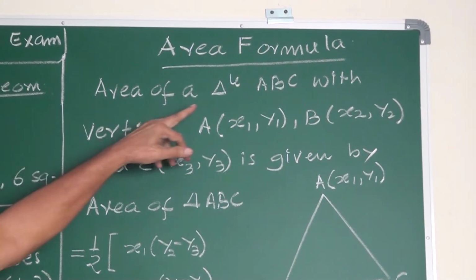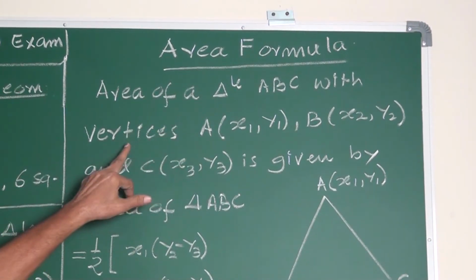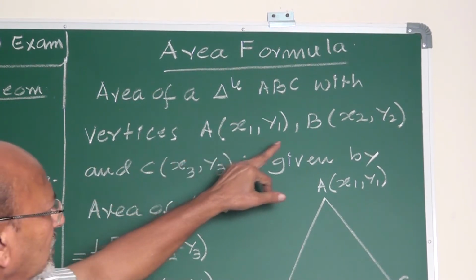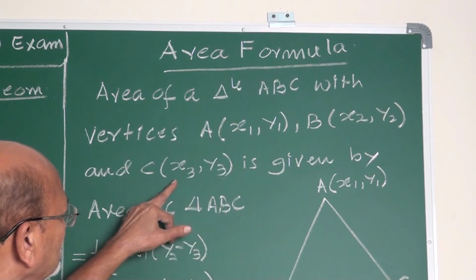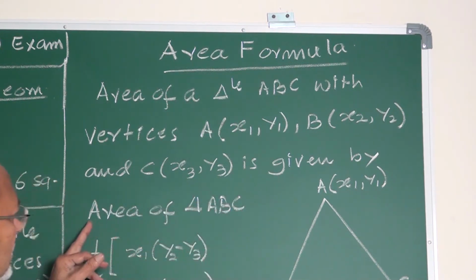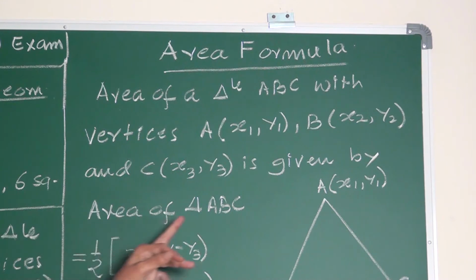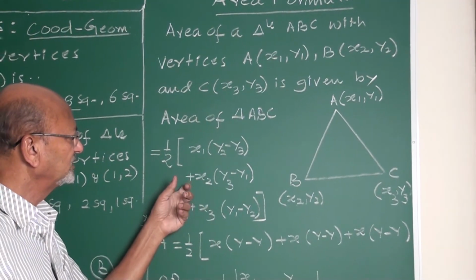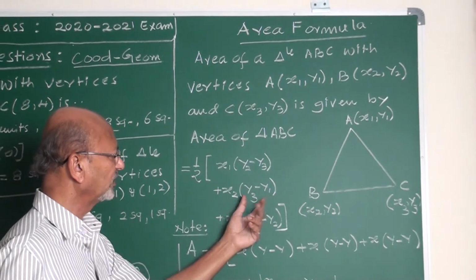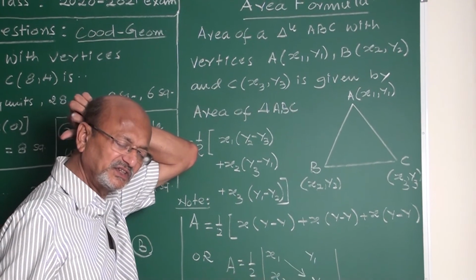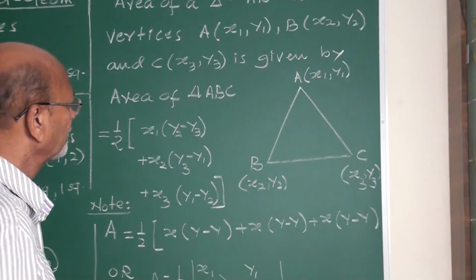The area of the triangle ABC with vertices A(x1, y1), B(x2, y2), and C(x3, y3) is given by this, my friend. Area of the triangle ABC equal to x1 into (y2 minus y3) plus x2 into (y3 minus y1) plus x3 into (y1 minus y2). This is easy to remember, my friends.